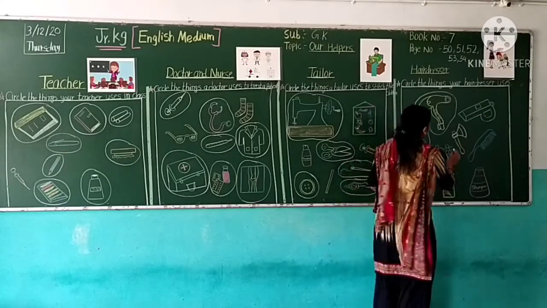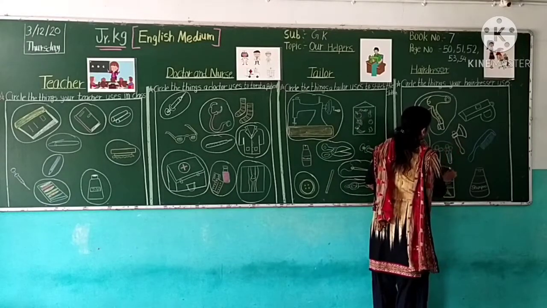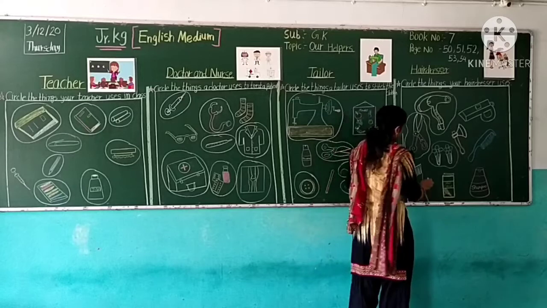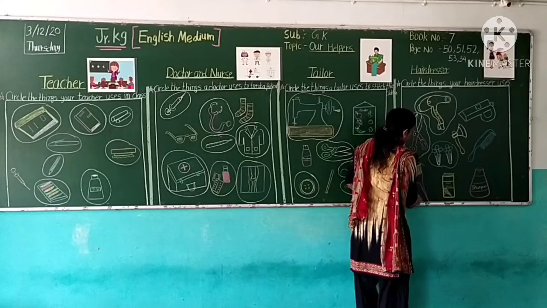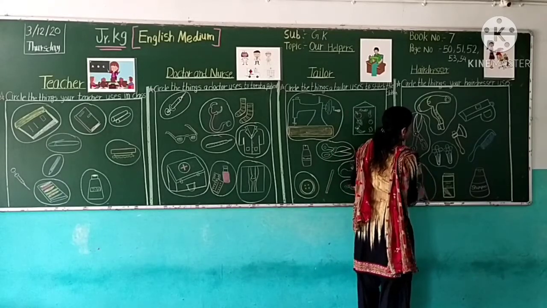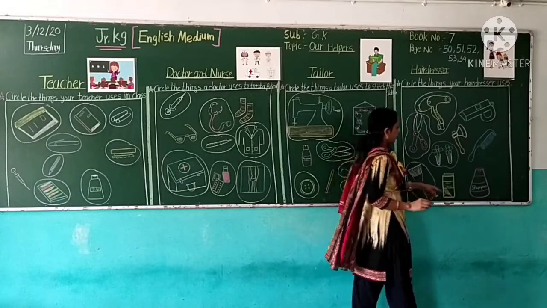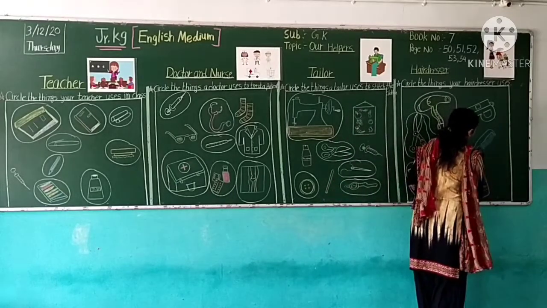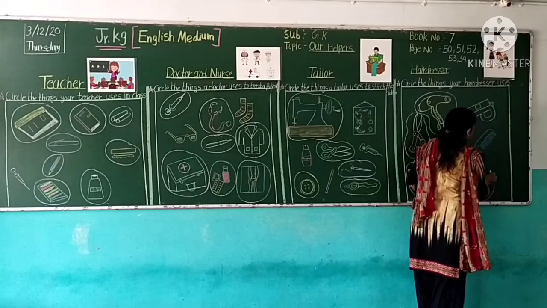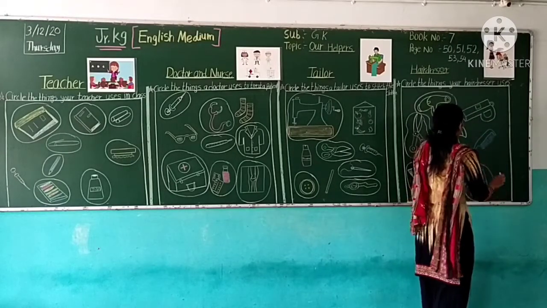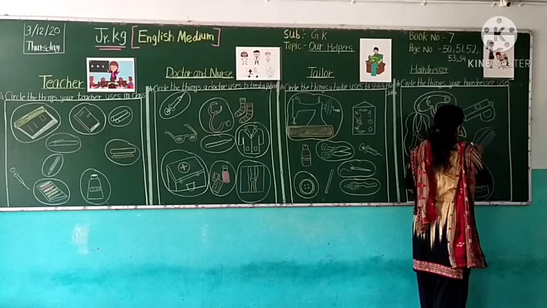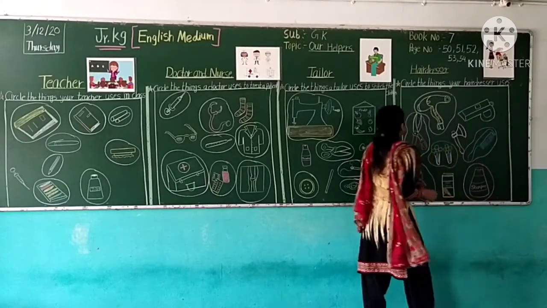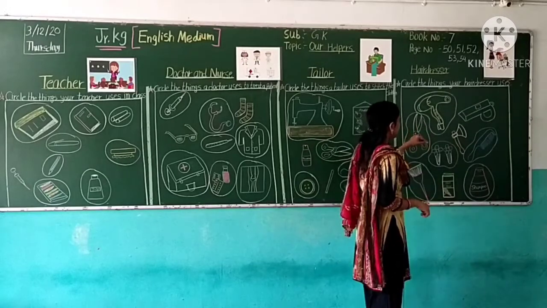And these things are used by a hairdresser. So here we circle. This hairbrush. Okay. So here we circle these things. And what is this? Shampoo. So here we circle the shampoo. And this comb. These things are used by a hairdresser. Circle the things your hairdresser uses.